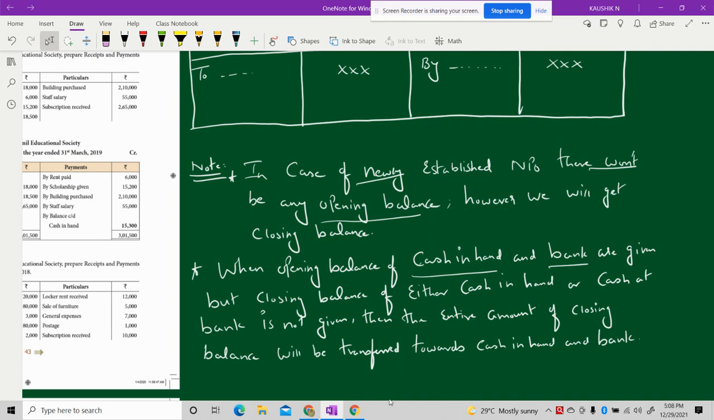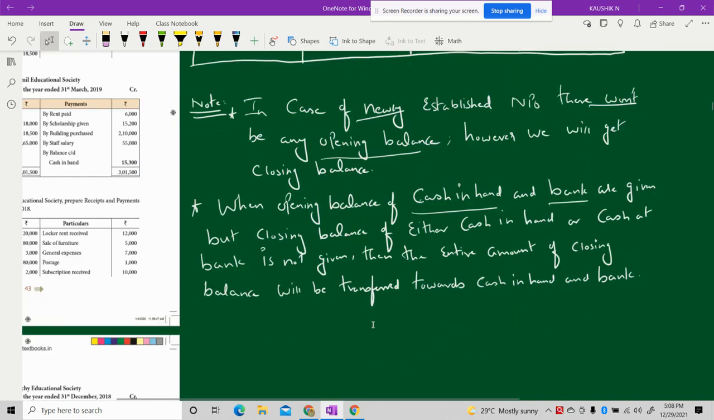So with this, I'm stopping today's session on accounts for a not-for-profit organization, under which we have started with the computation of the receipts and payments account. The end result of this receipts and payment account is that you will receive the closing balance of cash in hand or closing balance of cash at bank. I hope you all have got the concepts which you have been taught so far.